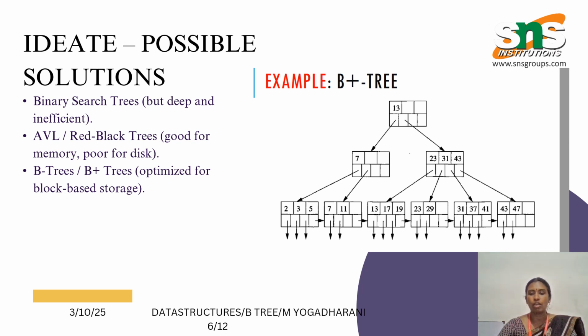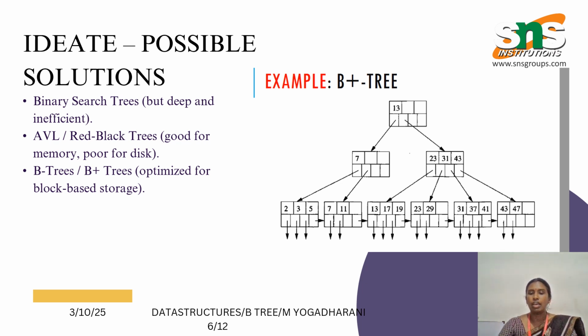If it is order 3, then 3 by 2 is equal to 1.5, and we always take the ceiling value, so it holds a minimum of 2 children. Here the order might be 4, so then it holds a maximum of 3 keys in a node. So here, see, 3 data are held there.